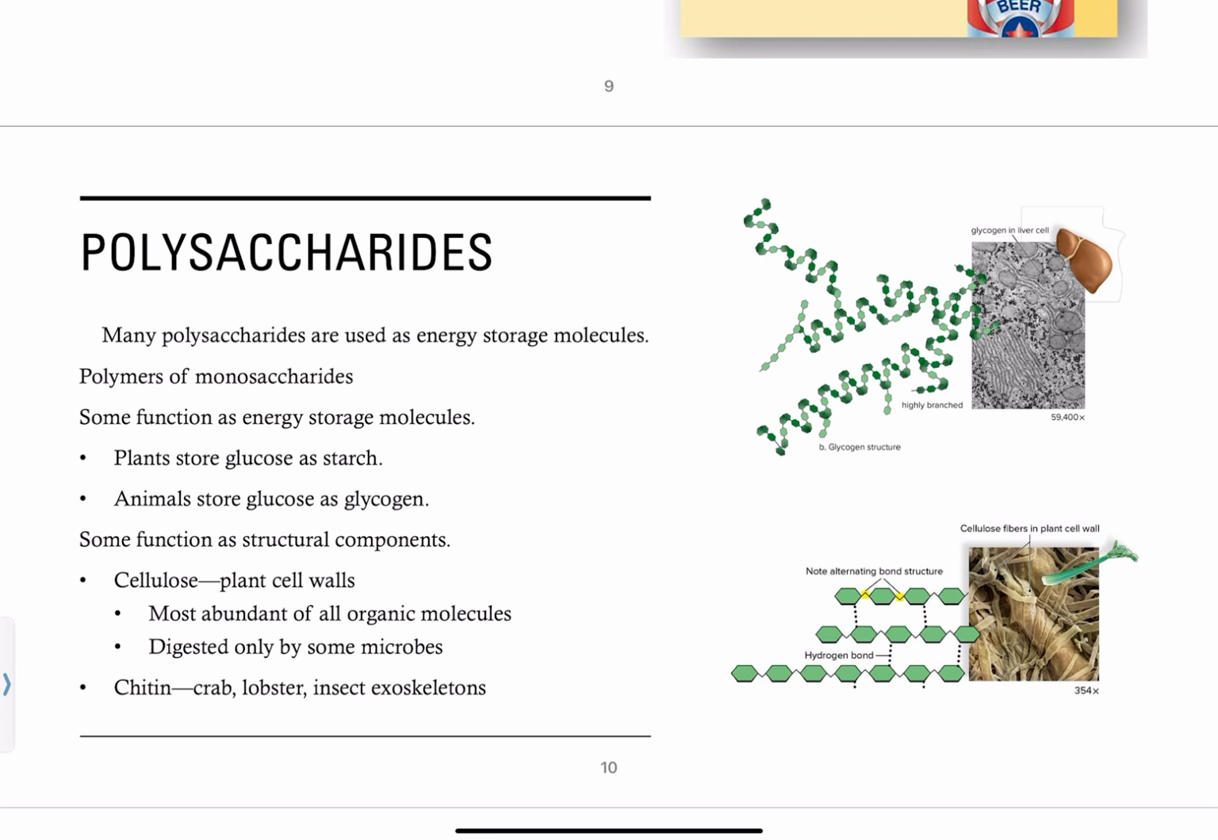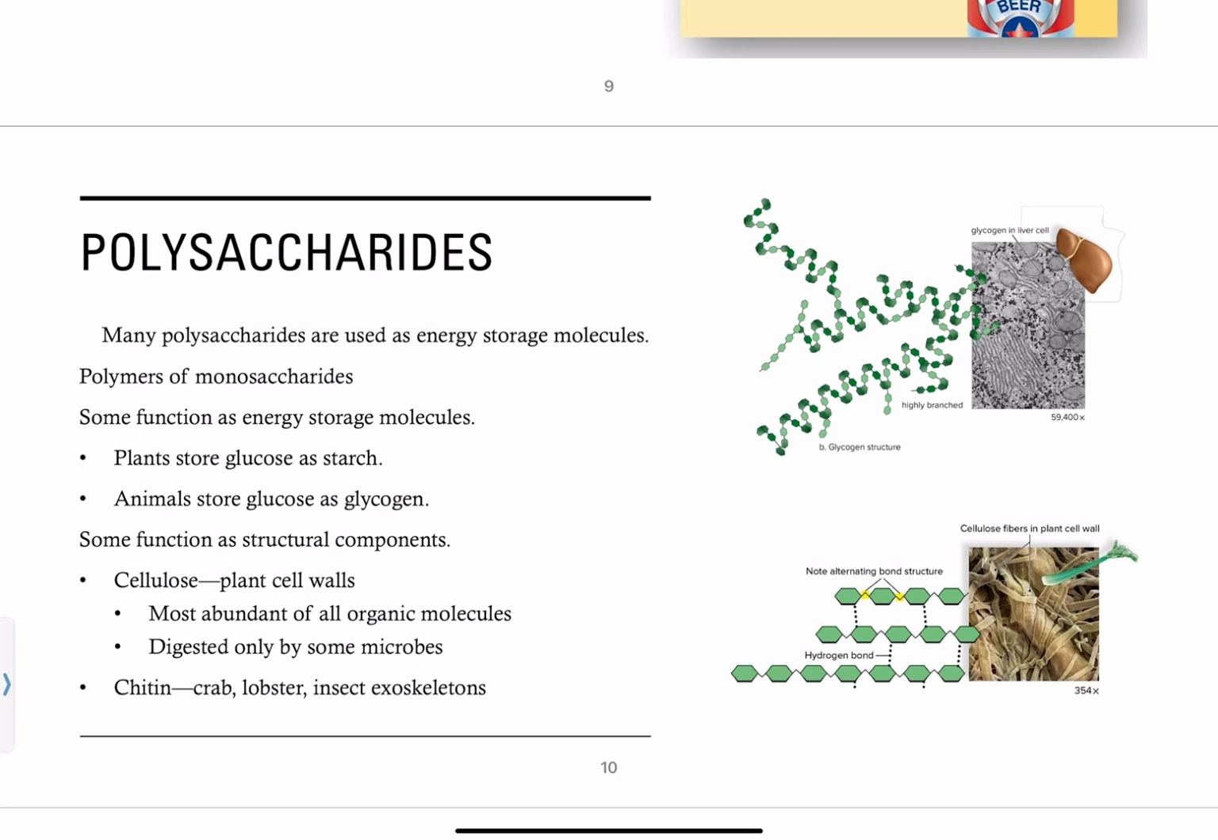Structurally, we have cellulose. That's going to be the main component of plant cell walls, and it's actually the most abundant organic molecule that we have on Earth. So we can't actually digest cellulose, so it's what we call dietary fiber. But certain microbes, like those in the cow's stomach, can digest it. We also have chitin. This is another structural polysaccharide, and it's found in the exoskeleton of insects. It's also found in the exoskeleton of crabs and lobsters, and it helps give them their tough, rigid structure.